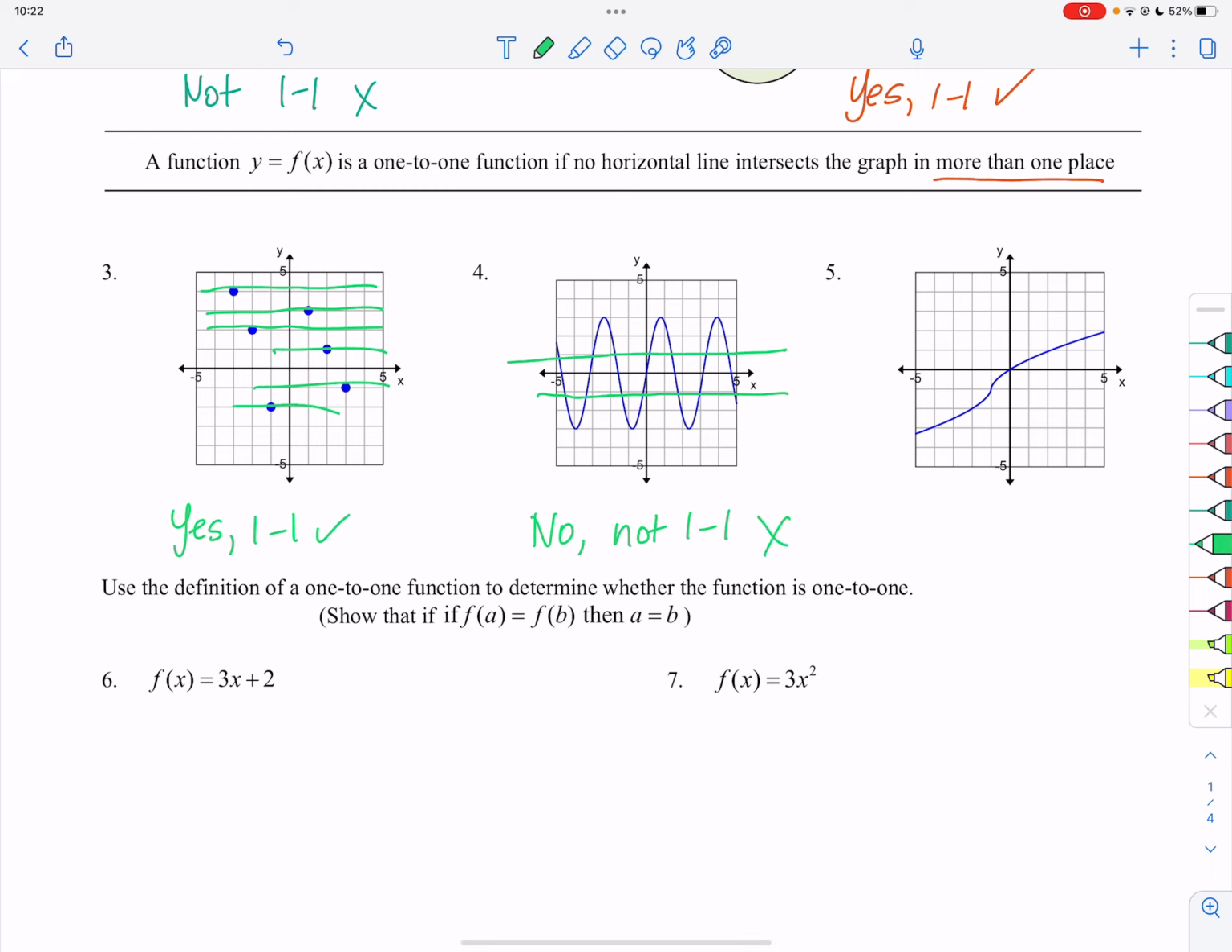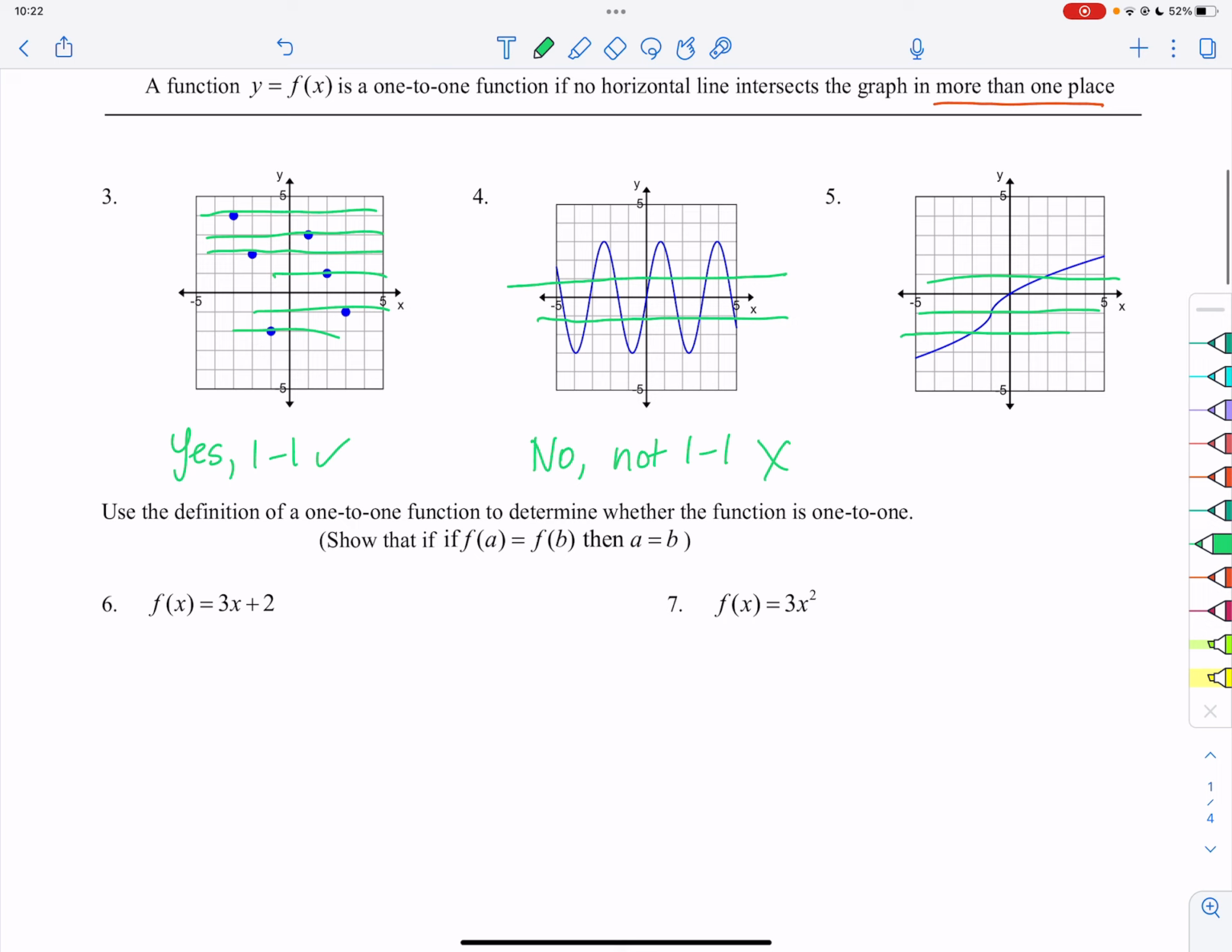Okay, and looking at number 5, if we're careful, we can see 1 point, 1 point, 1 point. So any horizontal line that you might draw will only hit the graph one time. So yes, we have a one-to-one function.